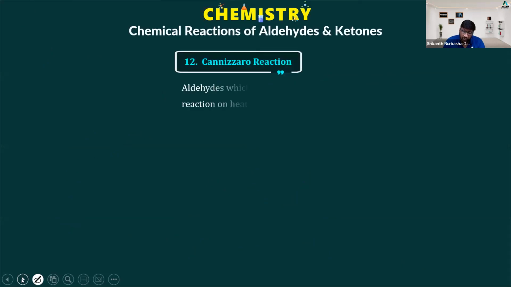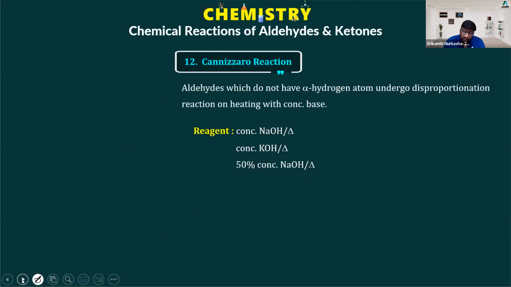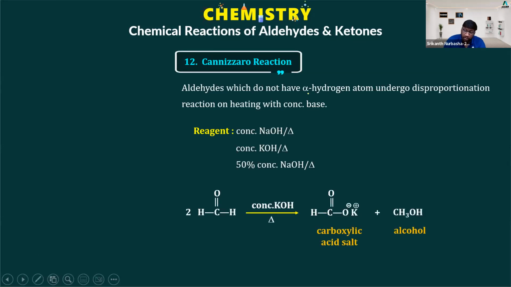So next, Cannizzaro reaction. Cannizzaro reaction means aldehydes which do not have alpha hydrogen atom undergo disproportionation reaction. That means self oxidation and self reduction is going to happen, leading to the formation of alcohol and carboxylic acid. I'll discuss the mechanism here itself. Listen carefully. The aldehydes which do not have alpha hydrogen, I'll discuss the mechanism including the effect of isotopes also.